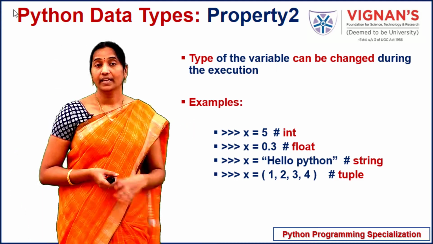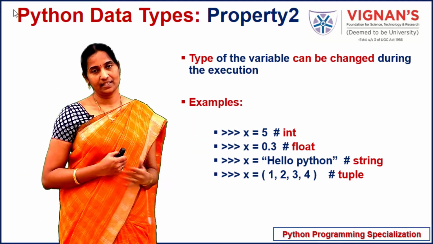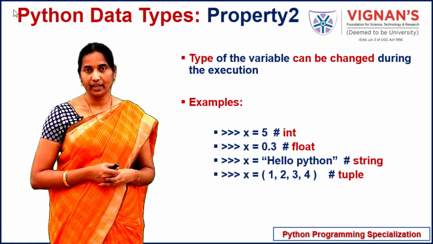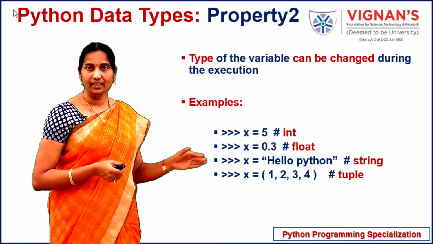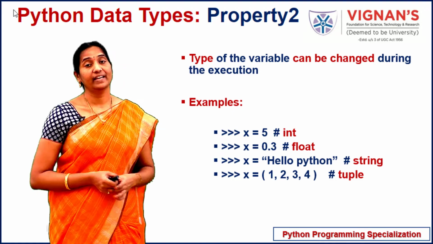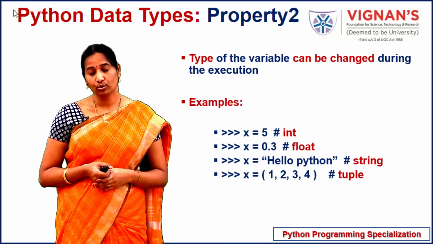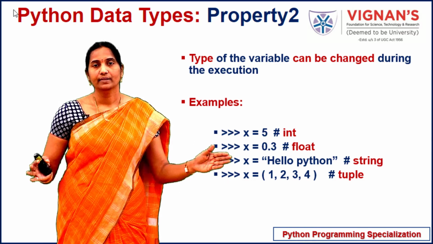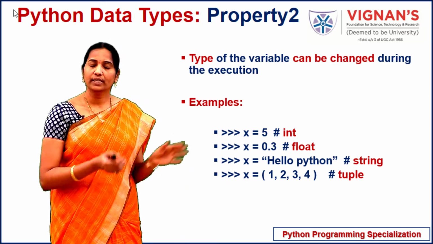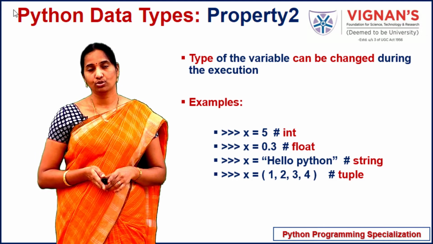So here if you observe, initially the variable x is treated as an integer because you are storing an integer value, and later you change that to floating point, then later to a string, then at a later point of time to a tuple. So that's how the type of the variable need not be fixed to one type. It can be changed during the execution of the program.